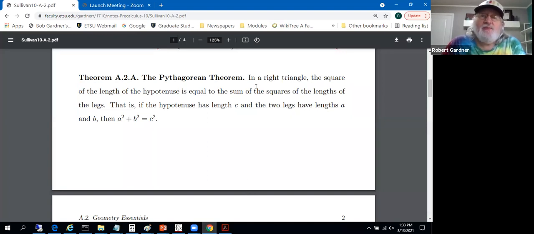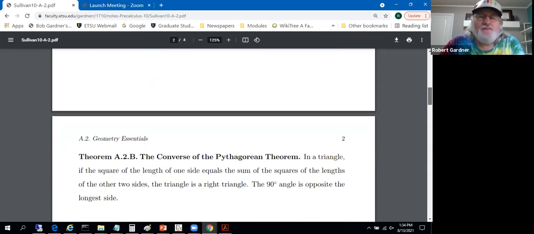The Pythagorean theorem says in a right triangle, the square of the length of the hypotenuse is equal to the sum of the squares of the lengths of the legs. So if we give the hypotenuse length c and the two legs lengths a and b, then we get the formula a squared plus b squared equals c squared. The Pythagorean theorem doesn't simply say a squared plus b squared equals c squared. a, b, and c have meaning. And of course, the most important thing is the Pythagorean theorem only applies to right triangles.